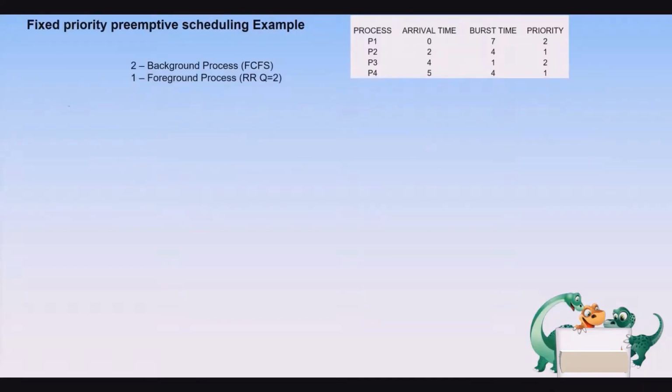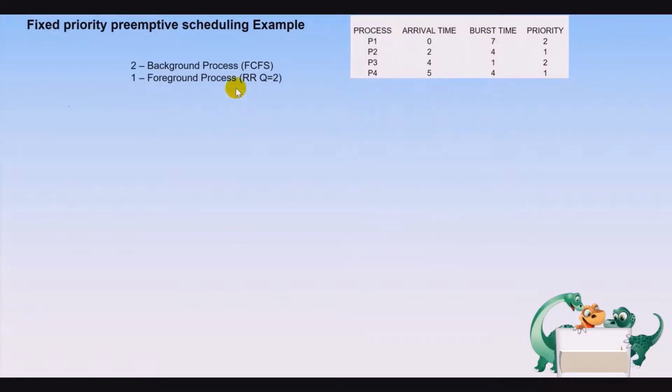Now my example here follows the fixed priority preemptive scheduling algorithm. We have divided the processes into two: the foreground and the background process. For fixed priority preemptive scheduling, we have to give the highest priority to the foreground process. That's why it's indicated by 1 here. On the table, 1 means foreground process, and it is the first priority.